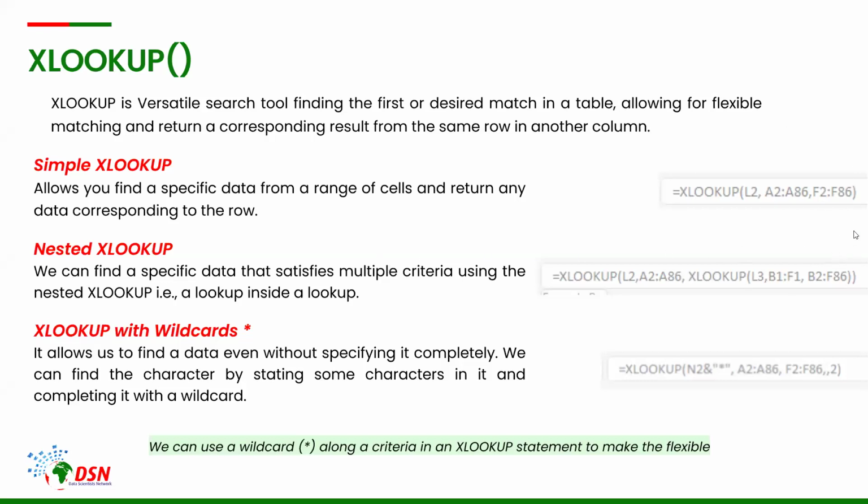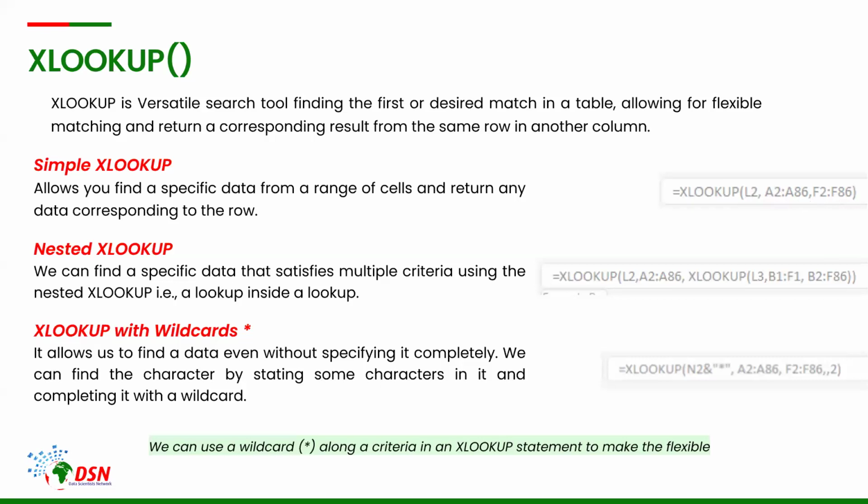So this is an example of a simple XLOOKUP. This XLOOKUP is going to be looking for data that I have specified in cell L2. So I've specified what I want to look up, my lookup value, in cell L2. And my lookup range is from A2 to A86. So it is going to return the corresponding values from F2 to F86. That is what the simple XLOOKUP does.